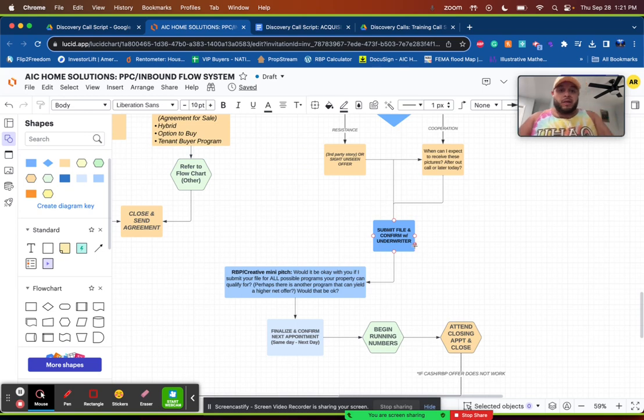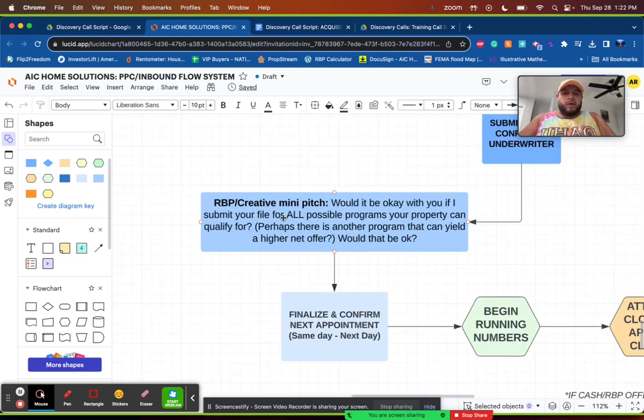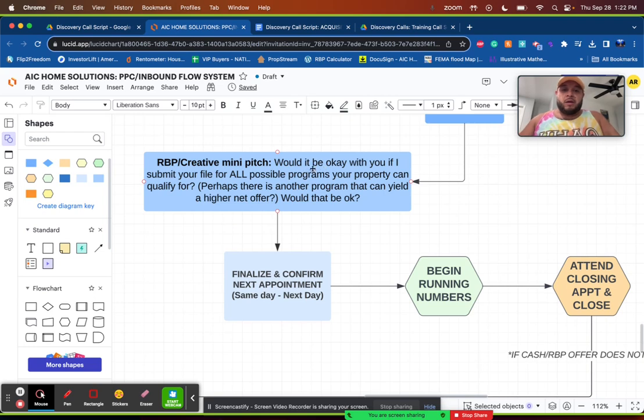And then it is from here that we go straight to our RVP, retail buyer program, or creative mini pitch, just to know, if the cash offer wouldn't work, can we bring in different options already with the same submission of this file, for them to have various options. And so the RVP creative mini pitch says, would it be okay, Mr. or Mrs. Seller, if I submit your file for all possible programs your property could qualify for? Perhaps there's another program that can yield a higher net offer.